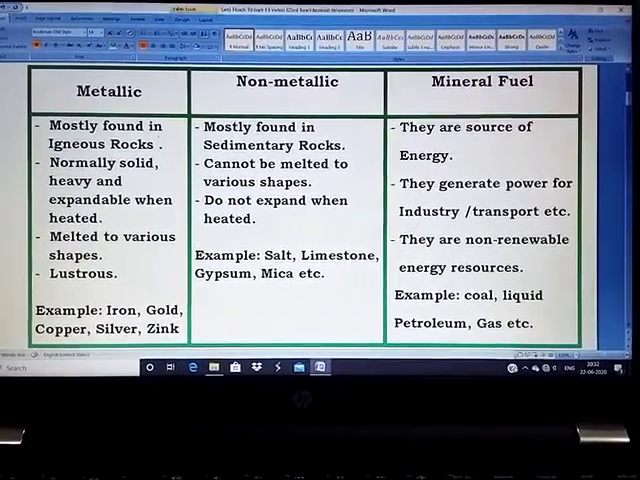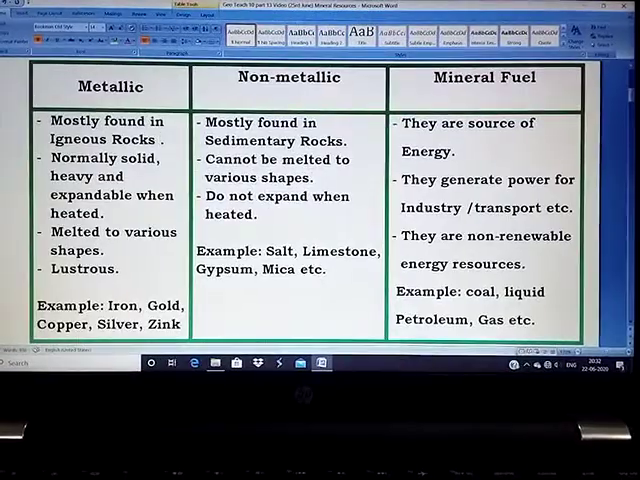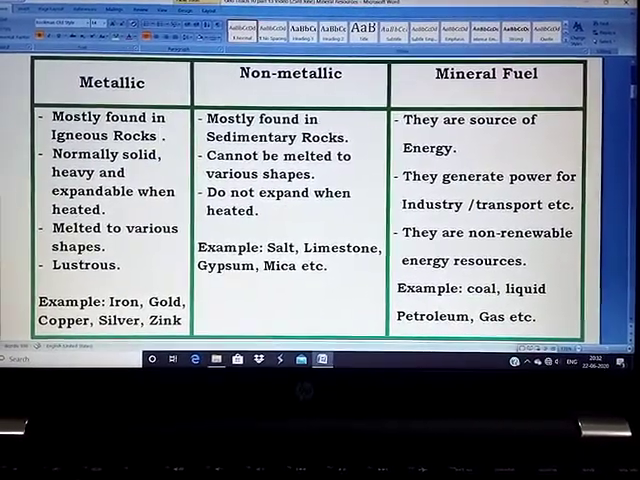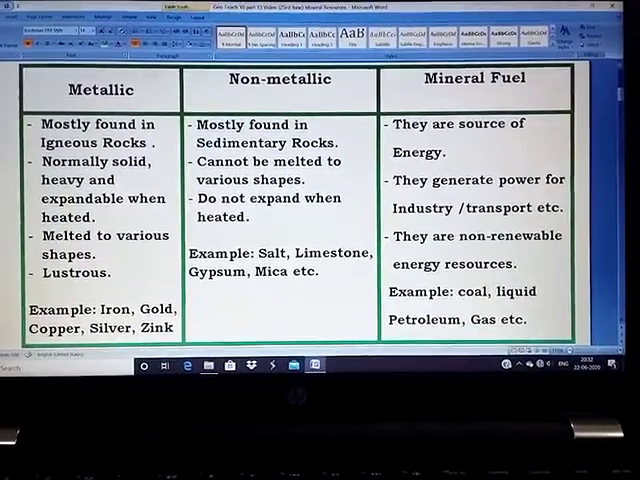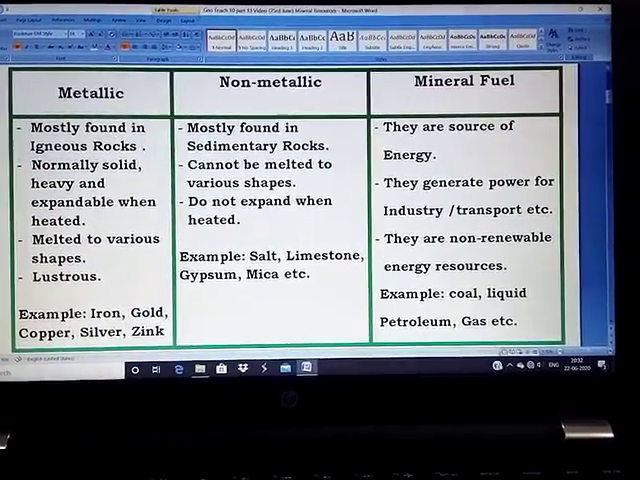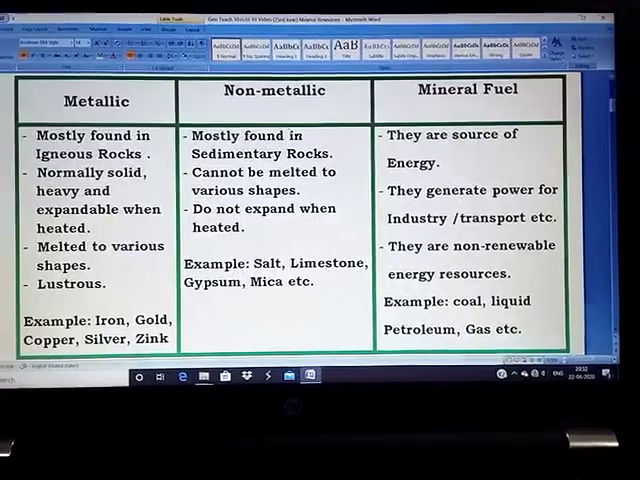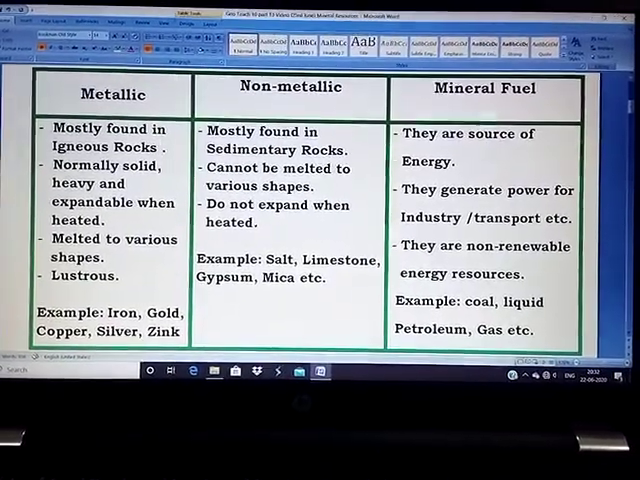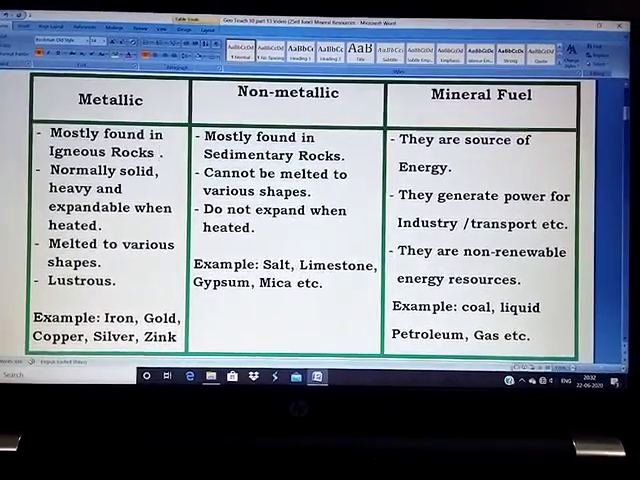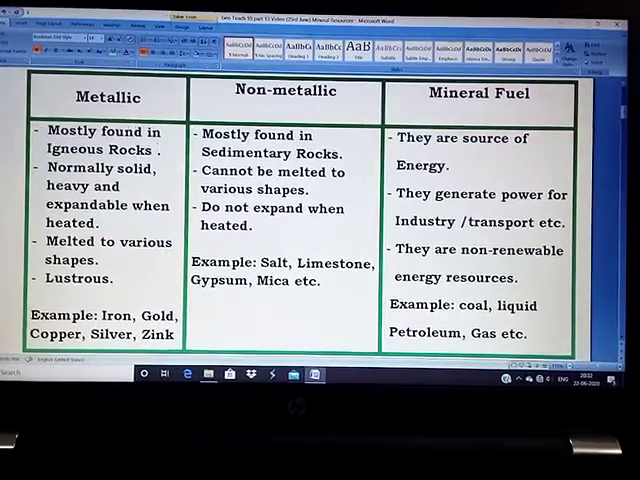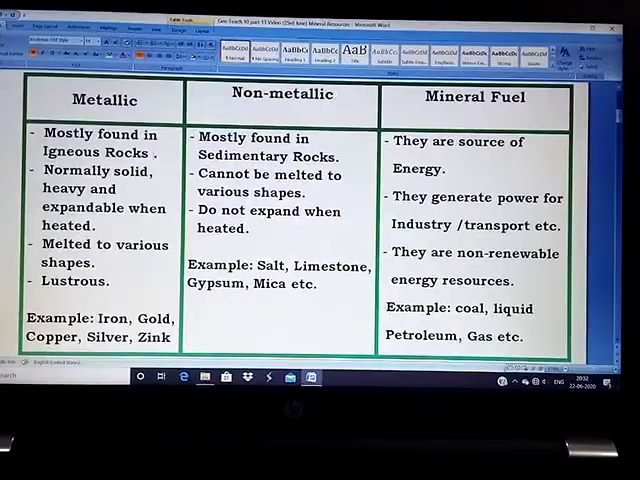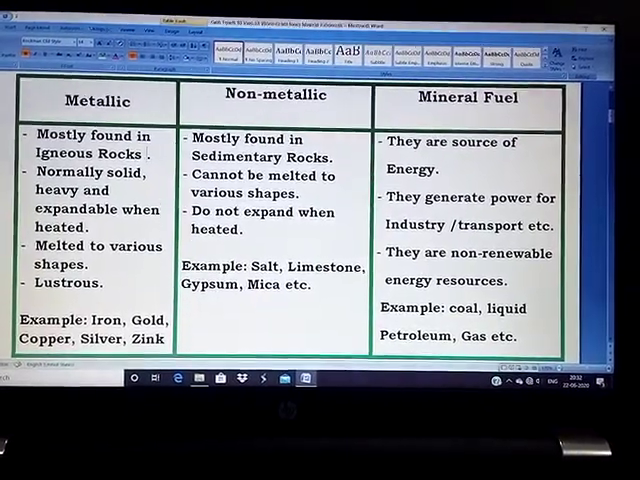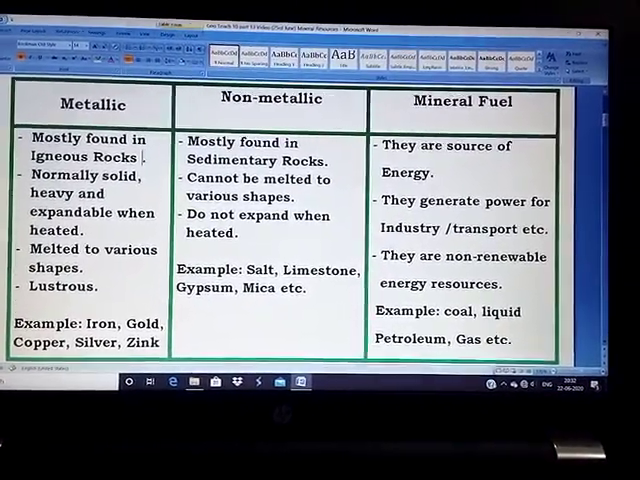All these energies, electricity, is mainly coming not directly from this fuel, but the raw material like coal and other things that we are using to make the electricity is obviously from mineral fuel. They are non-renewable. That means once they are used, they are exhausted. Examples: coal, liquid petroleum gas, etc.